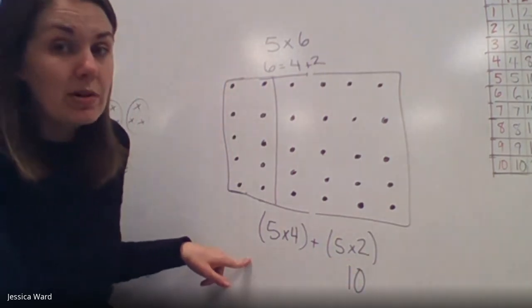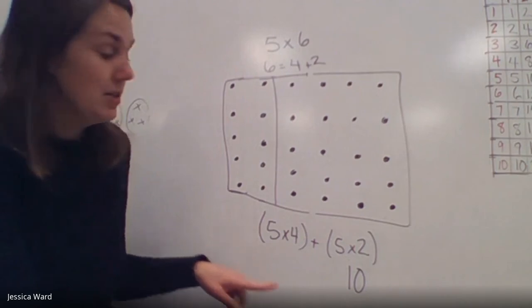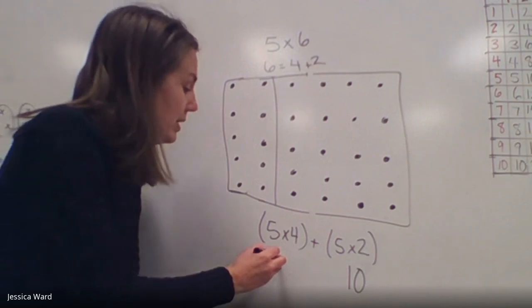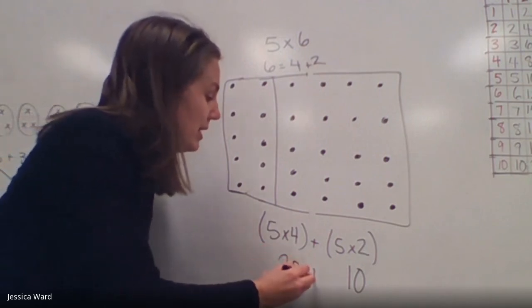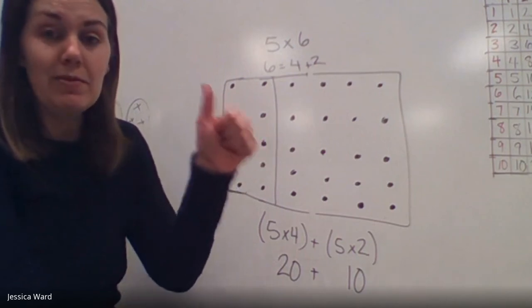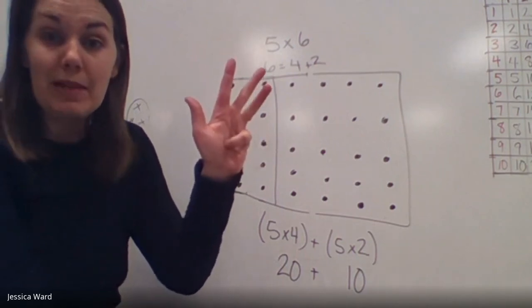I know that my 4s are really like double doubles. So I'm going to say, what's double 10? 10 plus 10 would be 20. So 5 times 4 would be 20. And I can double check that using my finger method by counting by 5. 5, 10, 15, 20. Yep, that checks out.